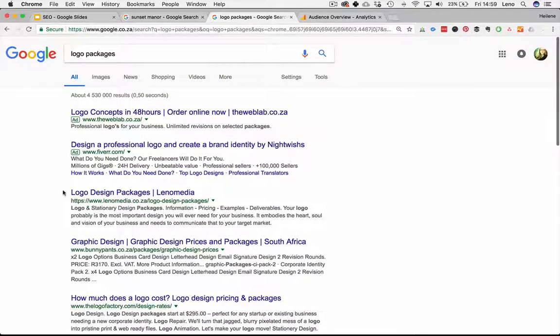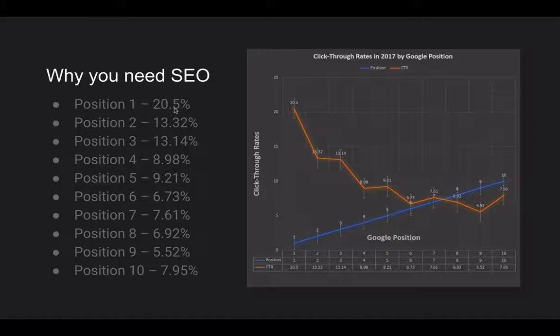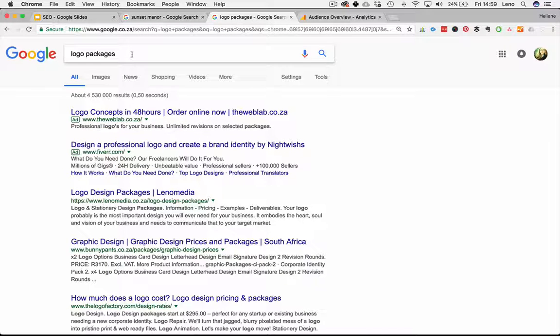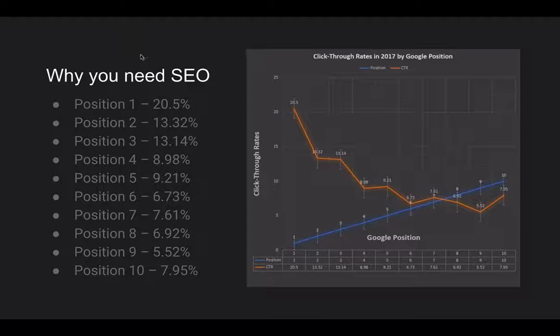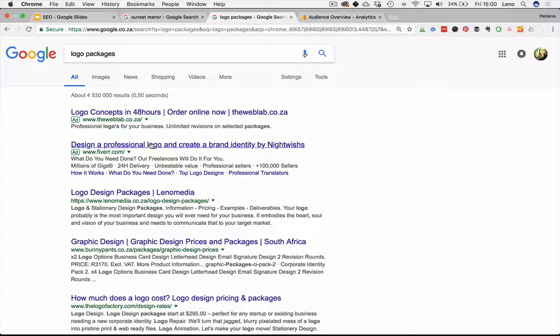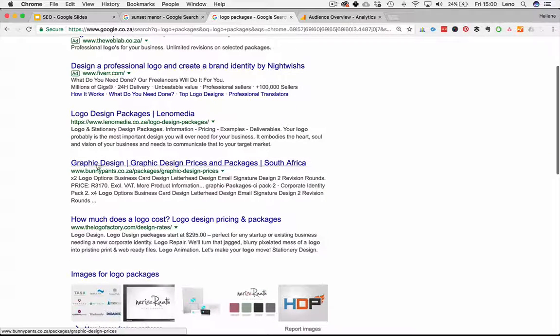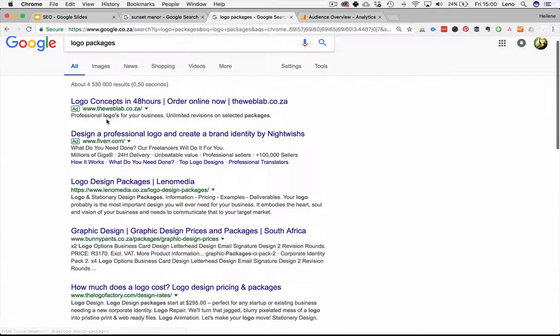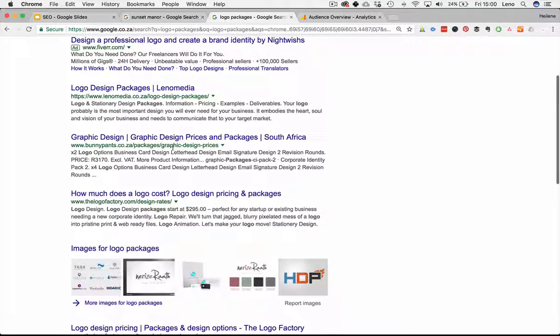This first one is getting 20% of the clicks for this search. This is very, very good. The second position is going to get 13%. Here's the graph, but this is just a summary. The second position and third position are both getting 13% more or less. So these two are getting 13%, where I'm getting 20% of all the search traffic of people looking for this search term. Okay, so you see it's very important.